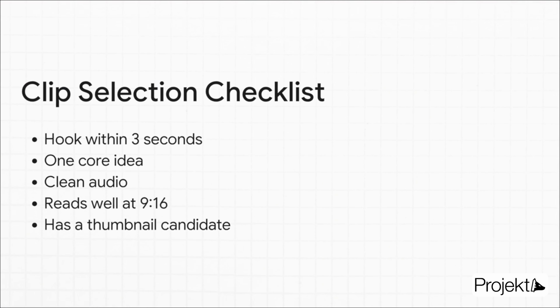So what makes for a great raw clip? Well, it's not just a gut feeling, it's a checklist. Ask yourself, does it have a strong attention-grabbing hook in the first 3 seconds? Does it focus on just one single core idea? Is the audio clean? How does it look vertically, in that 9:16 format? And this is a big one. As you're watching it, can you already spot a great potential thumbnail? If you can check all those boxes, you've definitely found a winner.